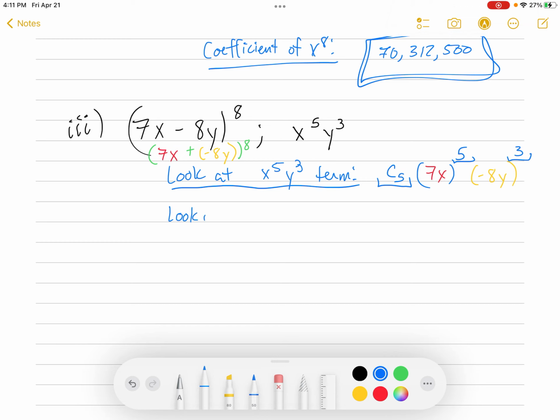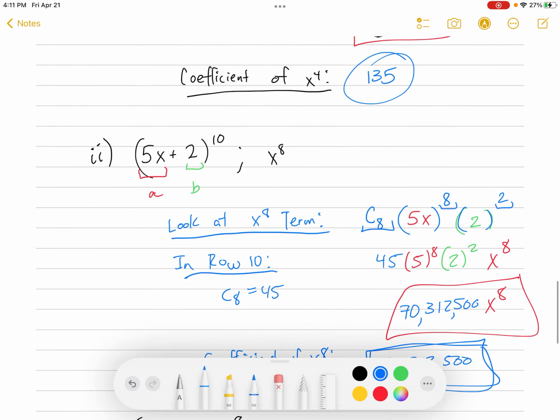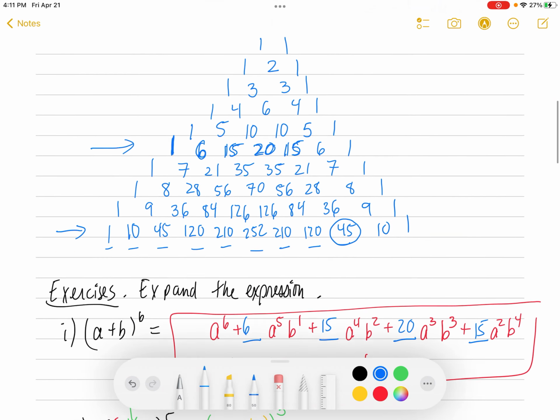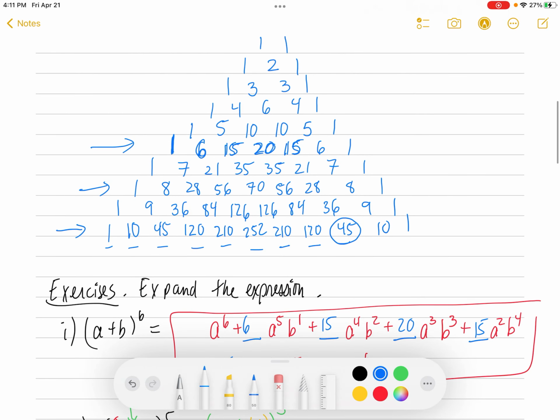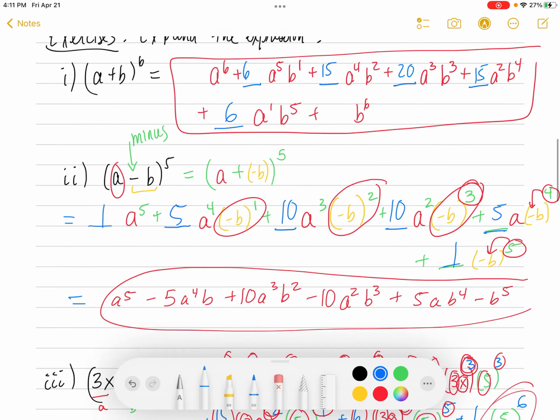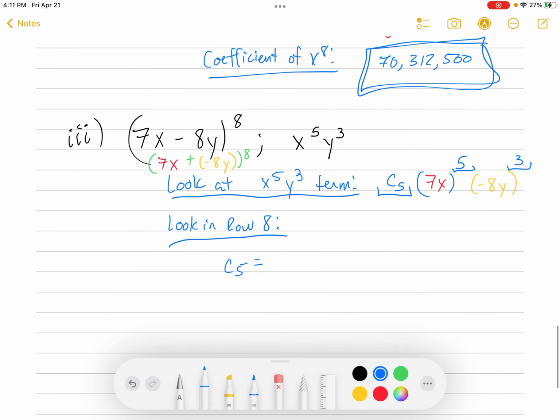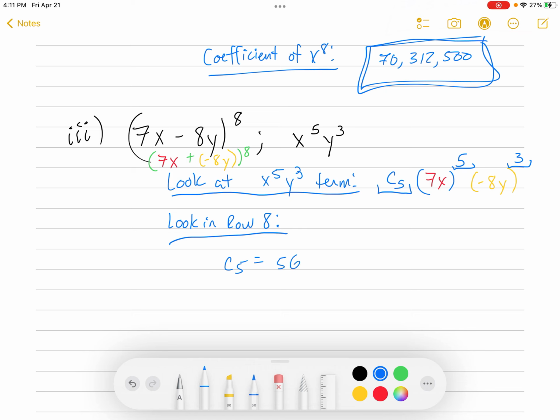So we're going to go in the 8th row, right, because we're dealing with the 8th power overall here. So look in row 8 of Pascal's triangle. We're going to find C5. So where's row 8? Row 8, that is here. So C5, I'm going C0, C1, C2, C3, C4, C5. Looks like it's 56. Yeah, 56.